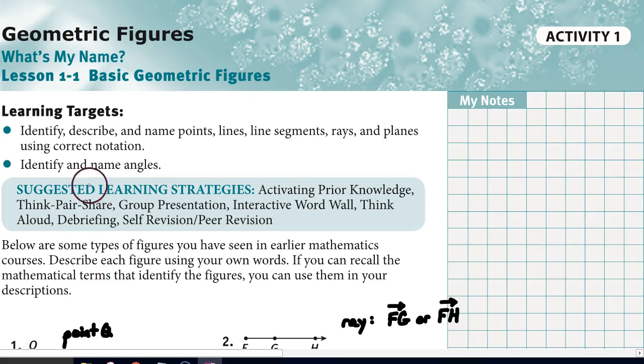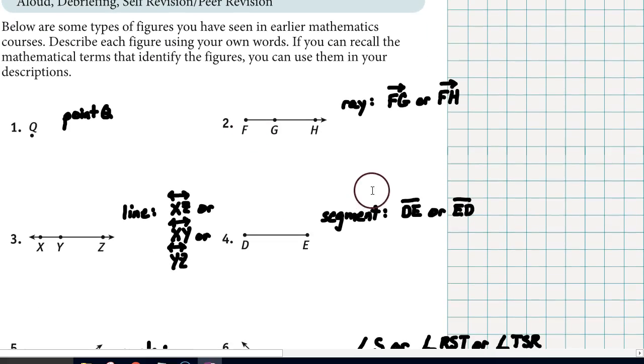This video is for lesson 1-1 about basic geometric figures. It's the first video for activity 1. Learning goals are to identify and describe points, lines, line segments, rays, and planes, and to identify and name angles. So here are a couple examples.